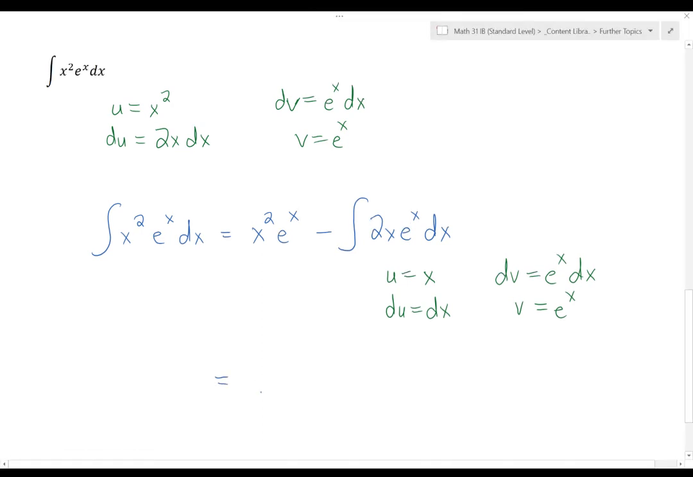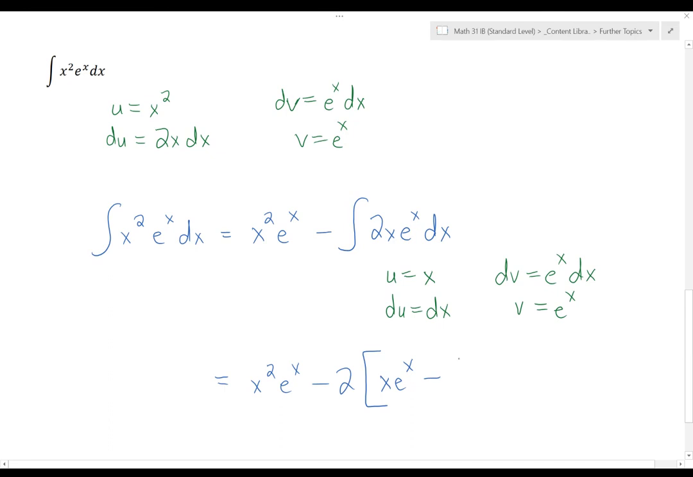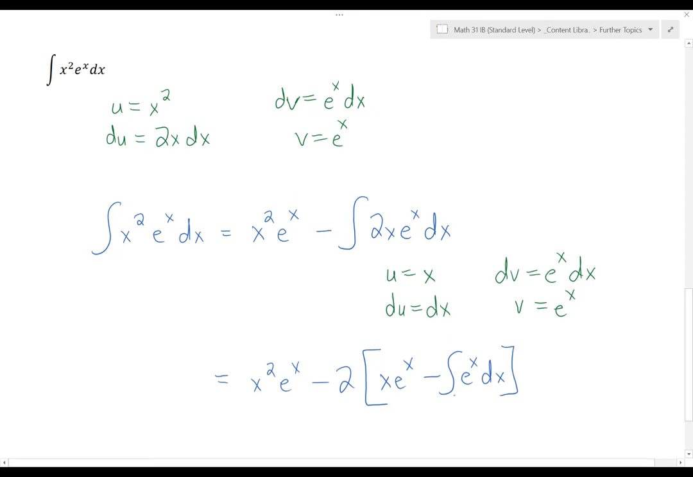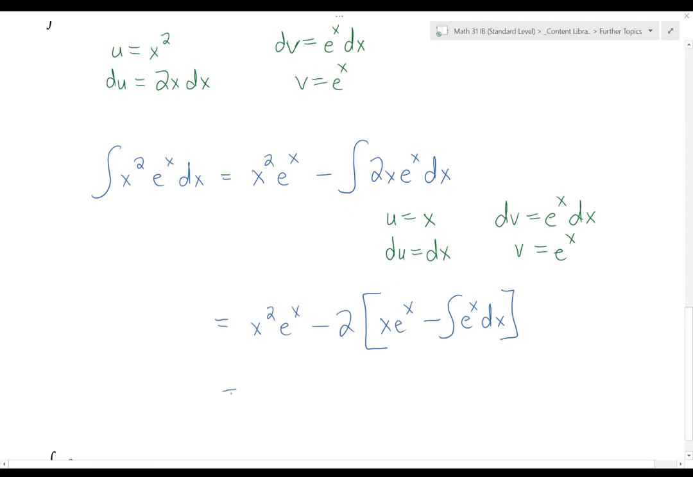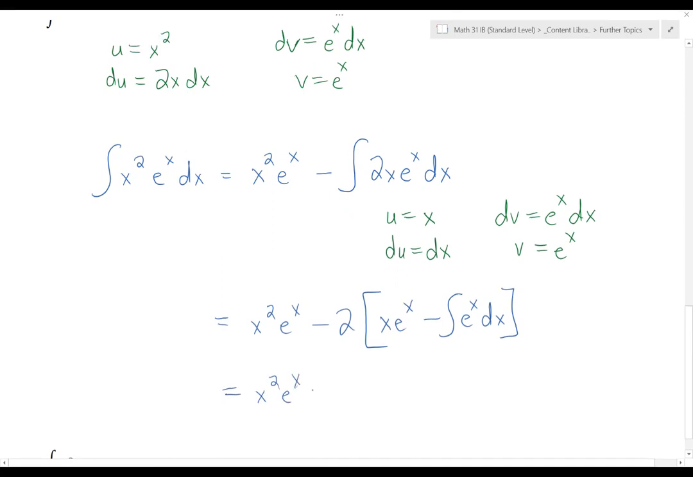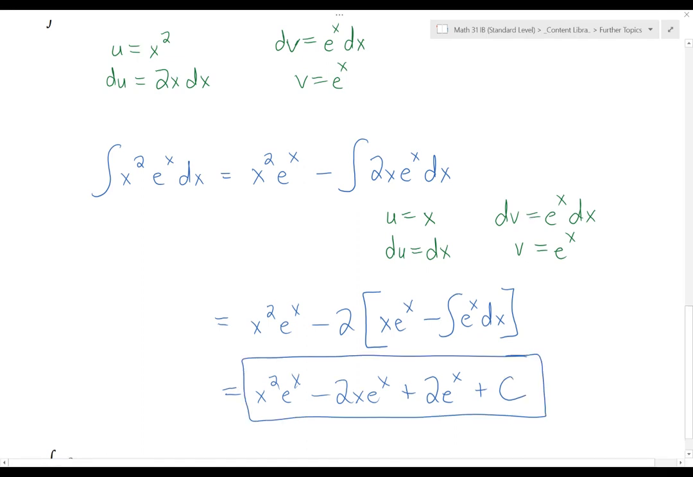So that means the integral I'm looking at is x squared e to the power of x minus 2, which I was just treating as a coefficient. Now that whole integral is going to be u times v, so x e to the power of x, minus the integral of v du, so just e to the power of x dx. And this one I can now finally integrate. So I'm not worrying about constants until I get to the very end. So this is x squared e to the power of x minus 2x e to the power of x plus 2e to the power of x, because the minus 2 times the minus e to the power of x, plus c. So there is the integral that I was looking for.